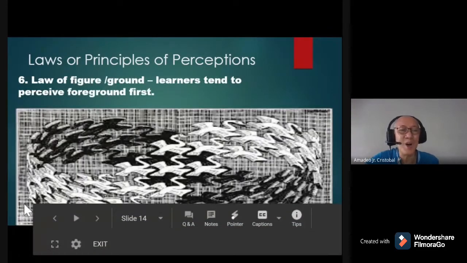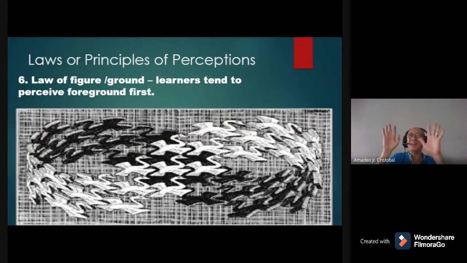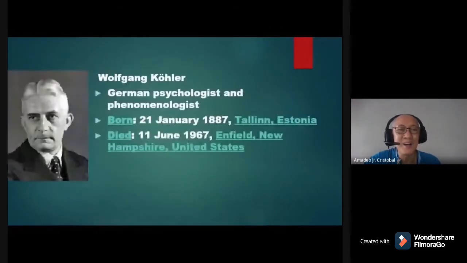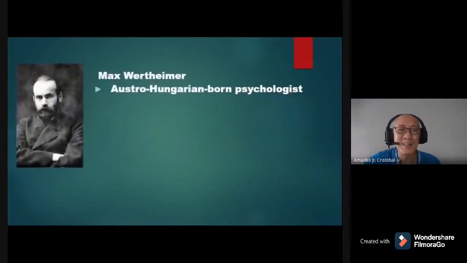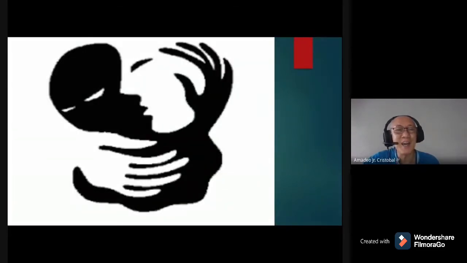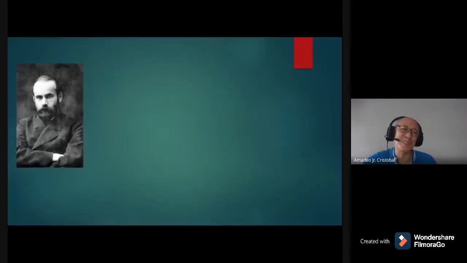Number 6 is the law of figure or the ground. Learners tend to perceive the foreground first. Meaning, when we look at objects, we usually look at the surface. We usually see what is on the front. So you see, when I show you the picture, our first picture, you have seen the front part, which is called the darker. The darker part you have already seen because that's the forefront.